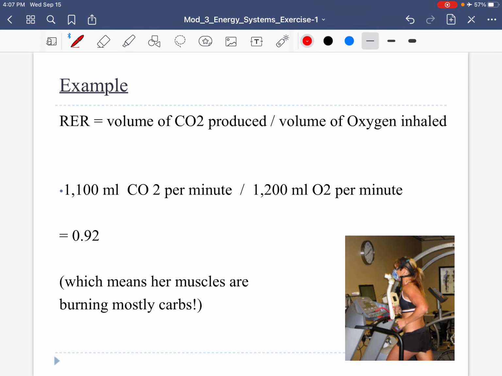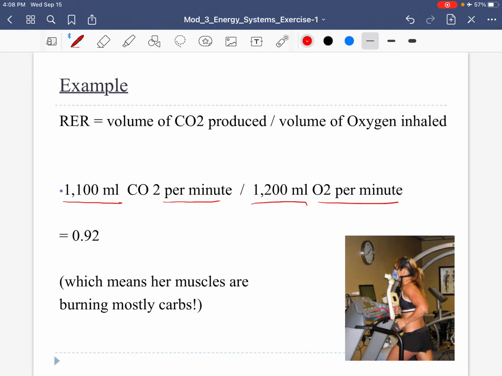I'm giving you an example here. So here we're giving data per minute. I'm not going to have you do any math on a quiz or an exam, but these are real numbers. So while someone is walking quickly, this number would probably be the amount of CO2 and O2 brought in if you're walking at a quick pace.